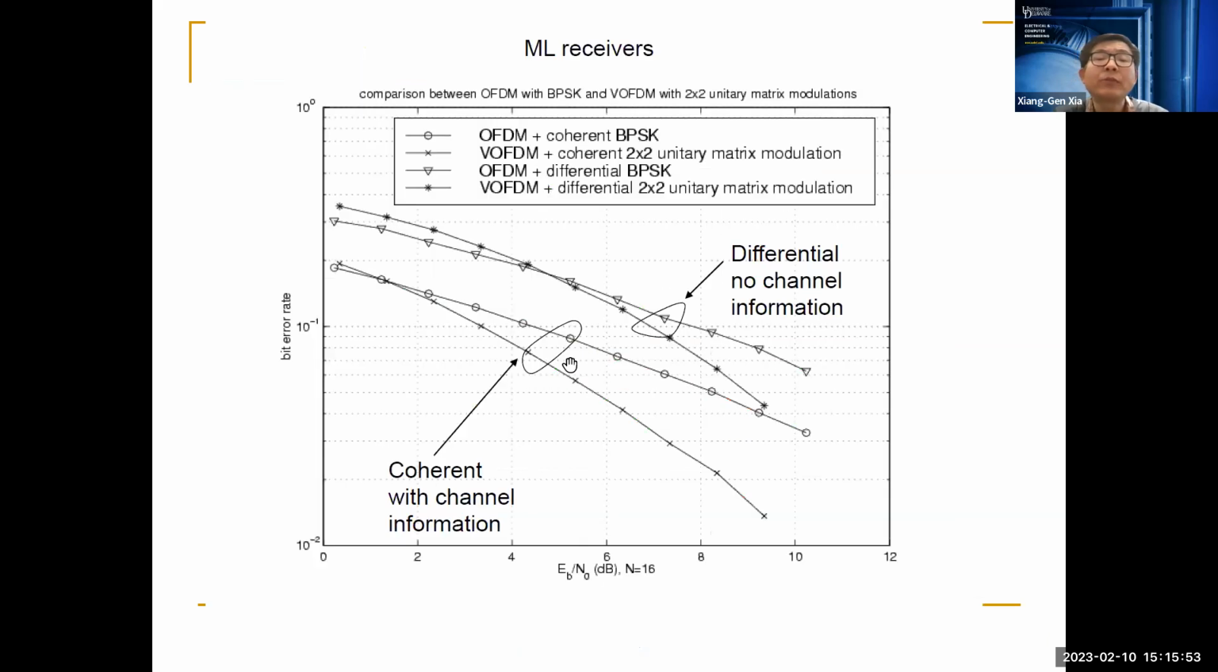If you do this matrix modulation, this is with matrix modulation, this is without matrix modulation. This is OFDM, and this is VOFDM after matrix modulation. This is coherent, this is non-coherent. You can do non-coherent detection, all right? So you can clearly see the performance improvement with the matrix modulation, etc.